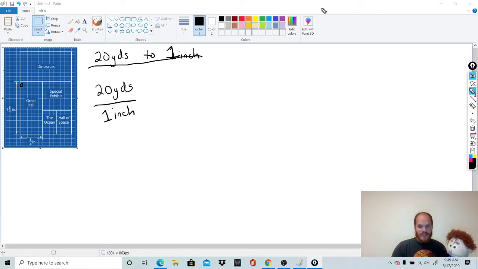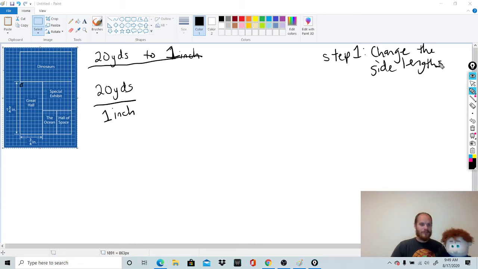The first step, Tommy, when it comes to scales and area, step 1 here is to change the side lengths. What do you mean? Well, since these are in inches, I don't want them in inches because I want to know the actual area of the building. I want to find them in yards. Oh, like our scale. Like our scale, exactly.